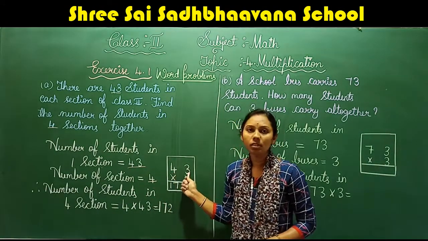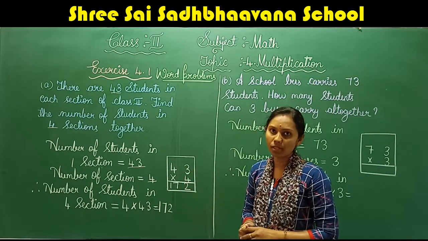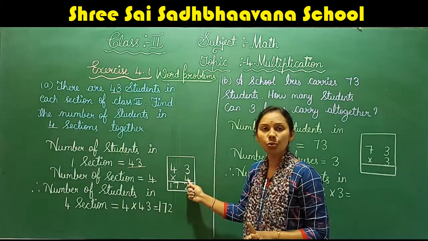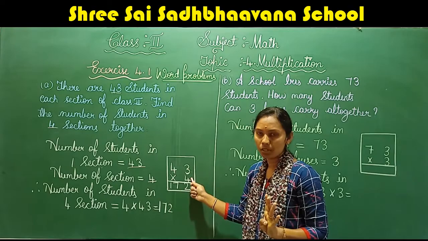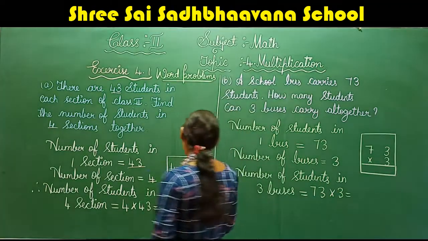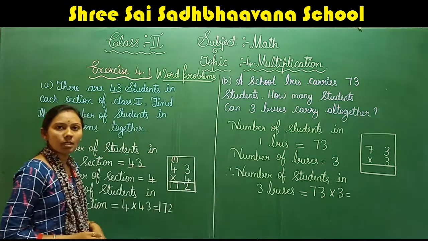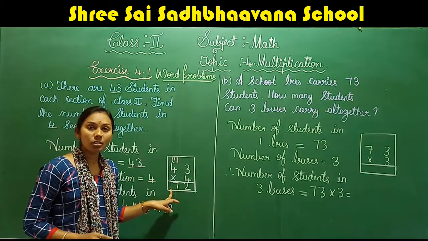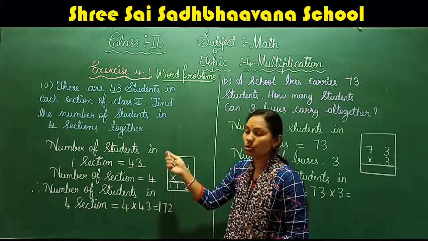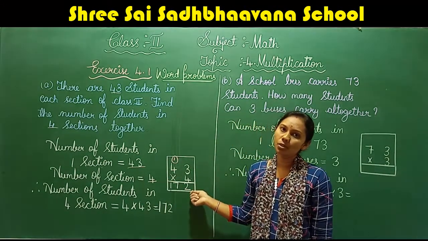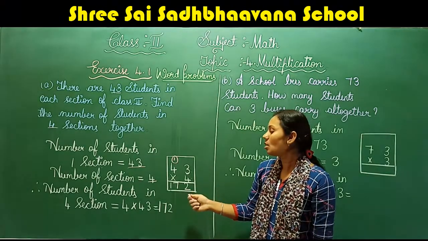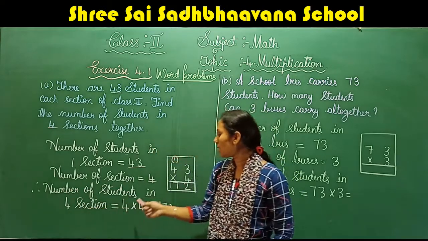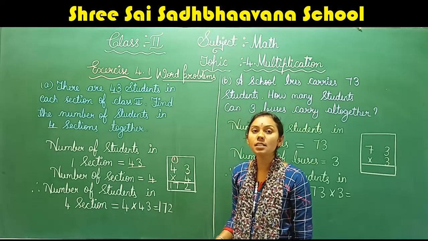So what do you have to do? You have to multiply to find the number of students. That is 43 students in one section, like that 4 sections. So 43 multiplied by 4. Okay. 4 threes are 12. See here. 4 threes are 12, 1 carry over. Okay. So 4 fours are 16. 16 plus this carry over 1, 17. Got it? So we got the product here, 172. These are the number of students we find in 4 sections. So the number of students in 4 sections is 4 into 43, that is 172.